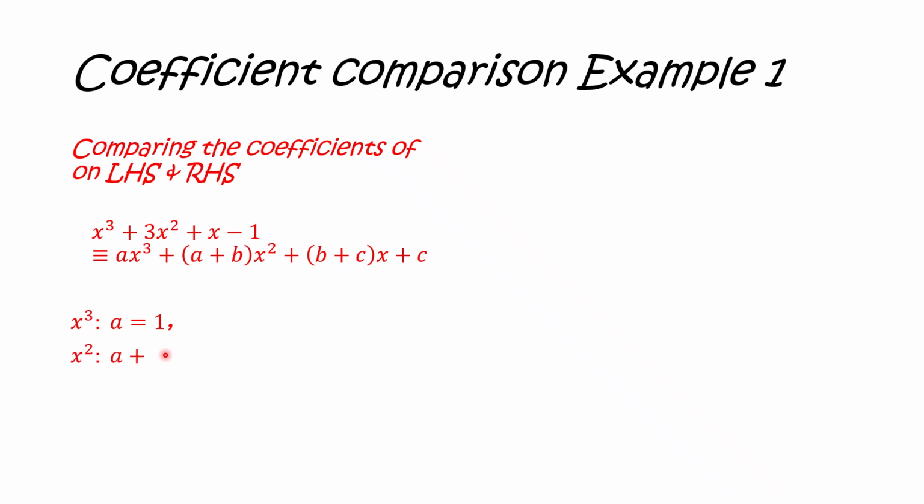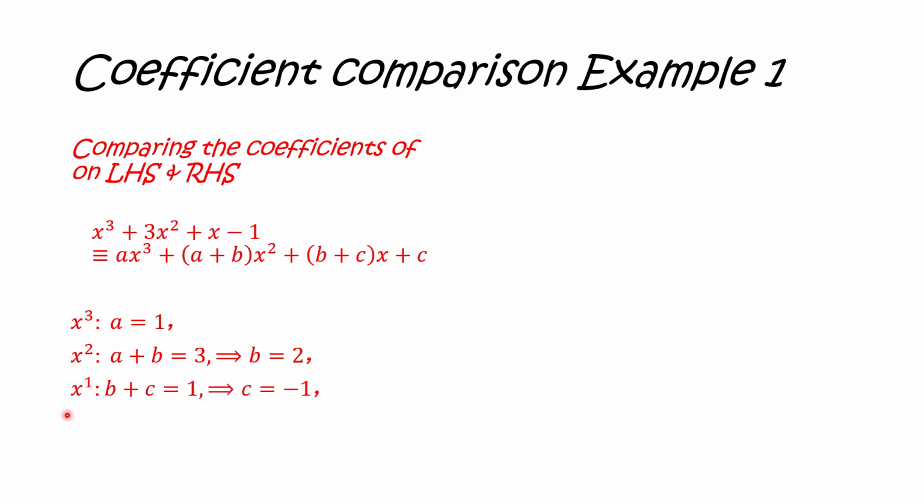For x squared, we see that on the left-hand side, we have 3, whilst on the right-hand side, we have a plus b. And also from the previous solution, we had a is equal to 1. We substitute for a, that is 1. We solve for b to get b equal to 2.